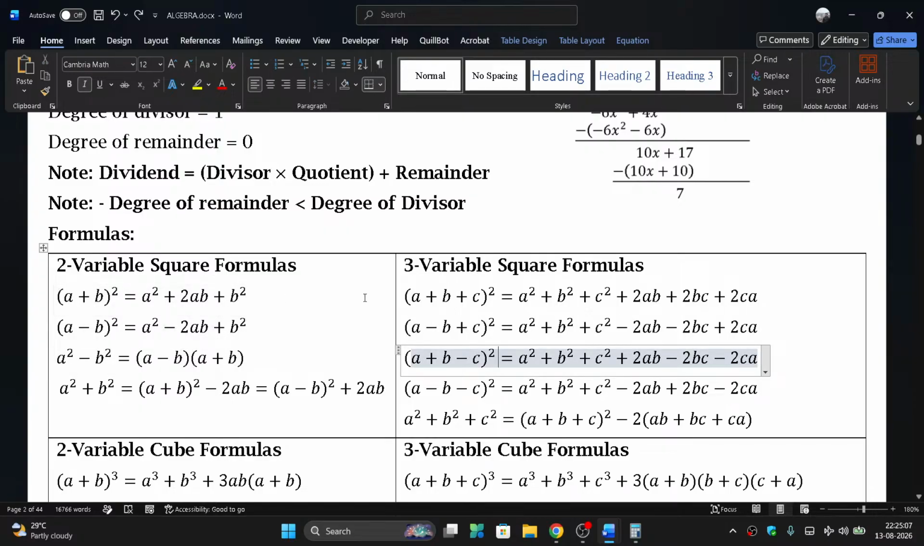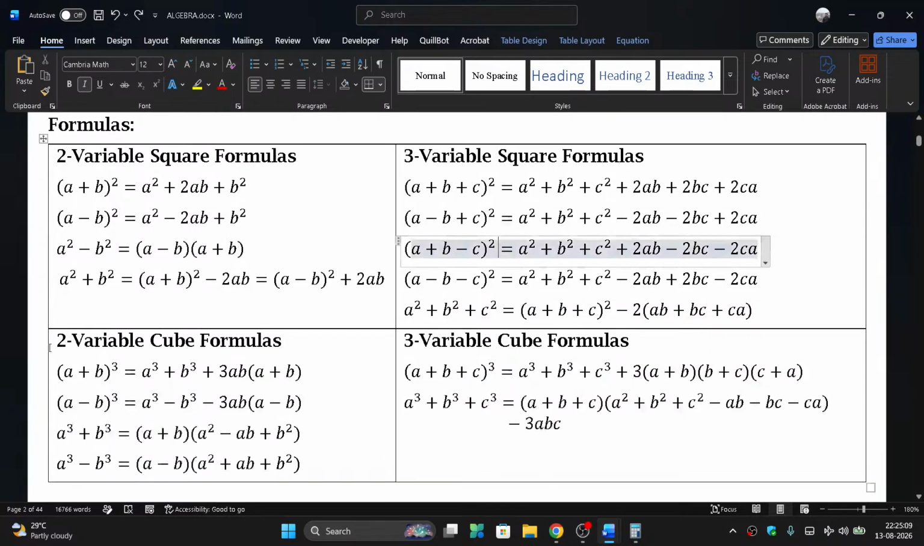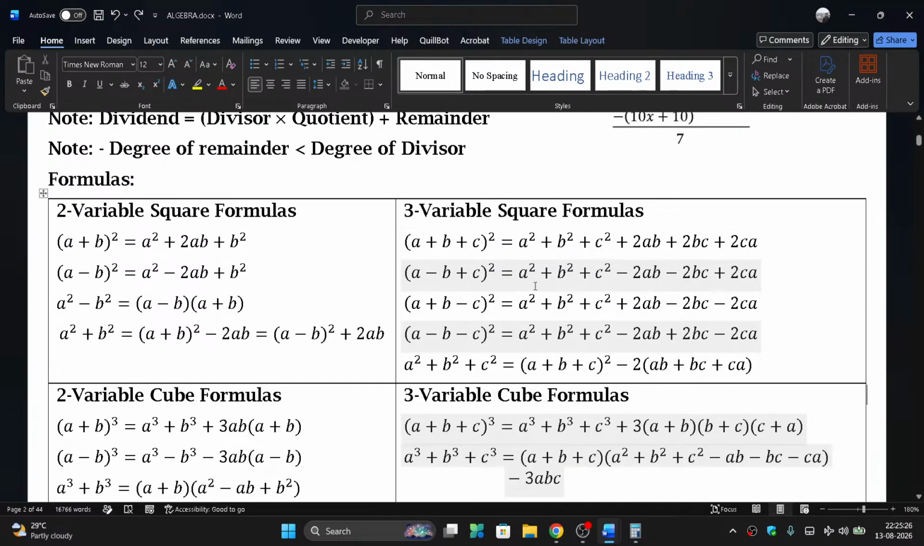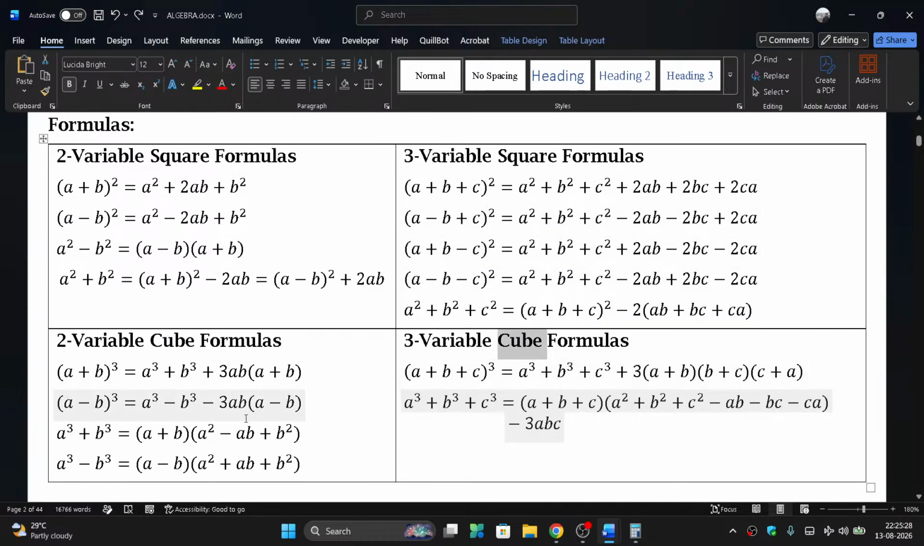Okay, so here are some of the formulas. You need to learn all of them in case of any use. There are some two variable formulas. Here are some three variable formulas: cube formulas, three variable square, three variable cube.